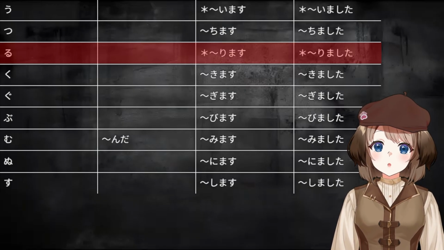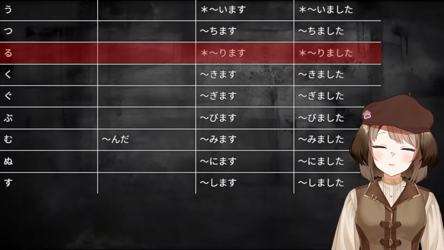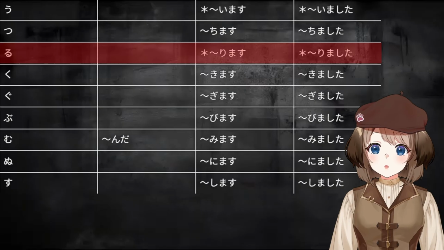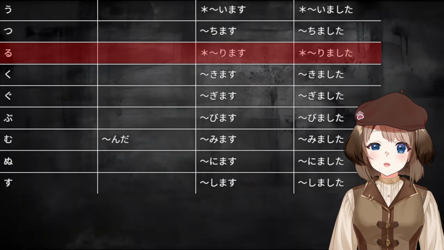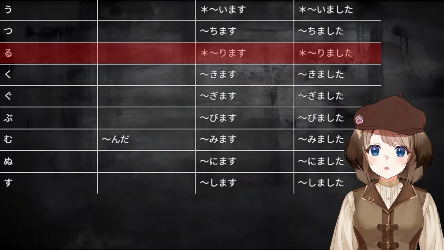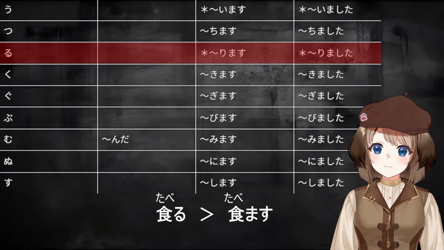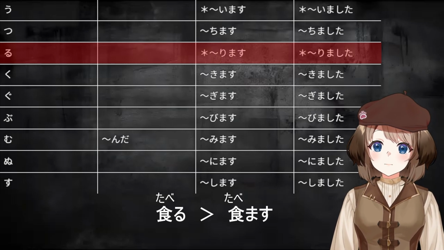Taberu ends in ru. It's an ichidan verb. Tsukuru, a verb that means to make, also ends in ru. It's a Godan verb, not an ichidan verb. When we conjugate taberu, we get tabemasu, right? With taberu, we just drop the ru and we add mas.